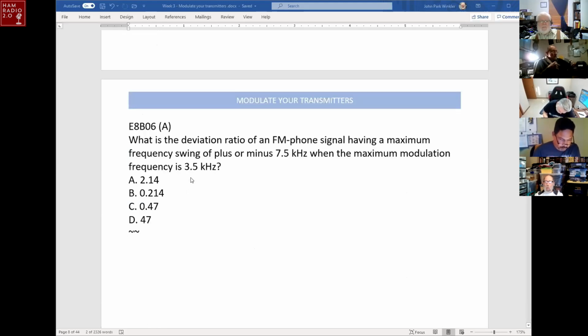What is the deviation ratio of an FM phone signal having a maximum frequency swing of 7.5 kilohertz when the maximum modulation frequency is 3.5 kilohertz? This takes a little bit more math, but if you divide it out, it becomes 2.14. You can actually approximate that in your head: round the 7.5 down to 7 and divide it by 3, you'll get 2. So you know it's a little more than 2, and it's definitely not 47.